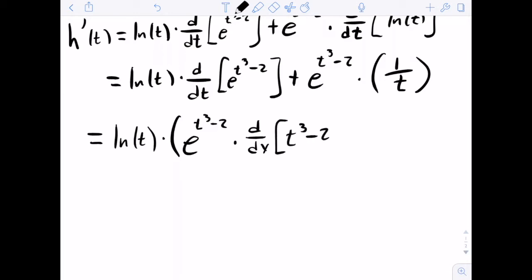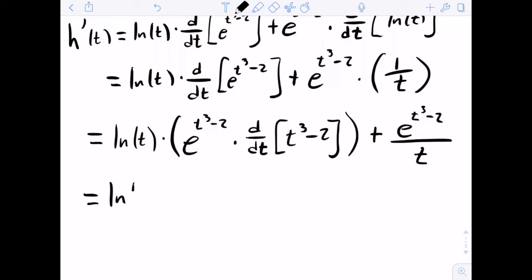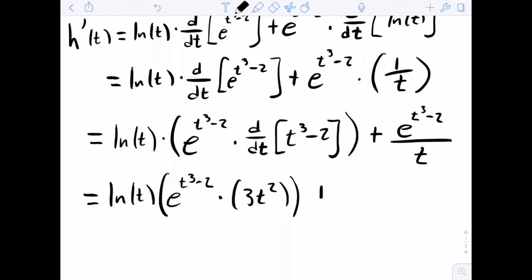So we're multiplying by, oh, I did it again. Sorry, you want d by dt, not x. d by dt of t cubed minus 2. All right, and then we've got this plus e to the t cubed minus 2 divided by t. Okay, so the very last thing, we just take the derivative of that polynomial. So it's ln of t times e to the t cubed minus 2 times 3t squared. Okay, so that's all being multiplied together right there. Then we have this added e to the t cubed minus 2 divided by t.